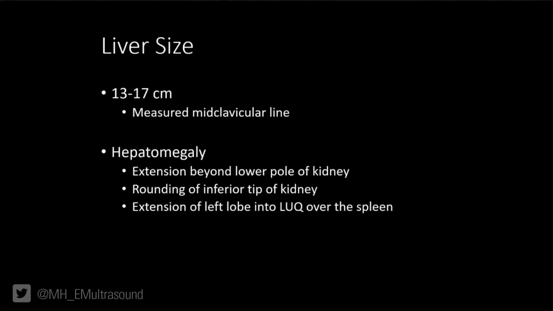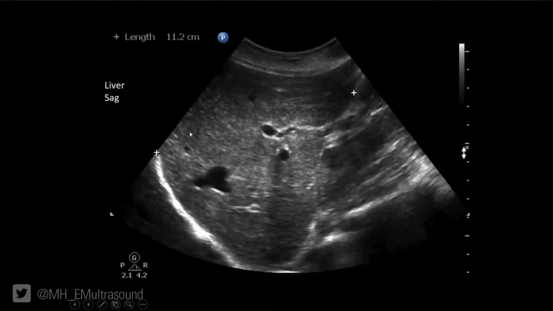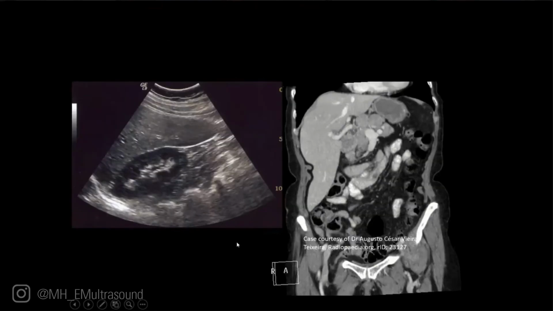You can see it's measured, and this is in the midclavicular line, and it's 11.2 centimeters. So that looks pretty nice. So this is an example. You can have an accessory lobe. So you would look at this and you would say, wow, this liver is really big. Except that if you come into the midclavicular line, it's probably not too big. And this is an accessory lobe.